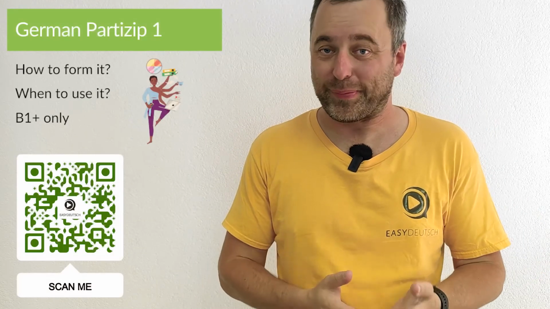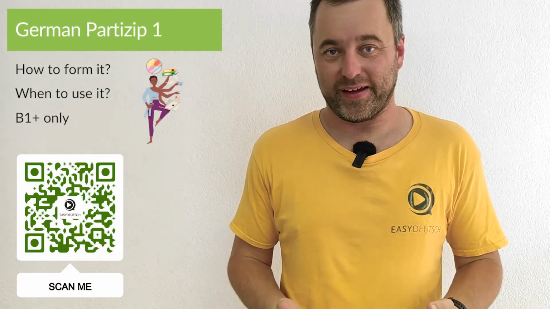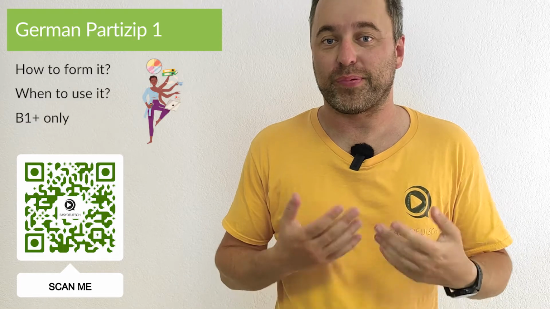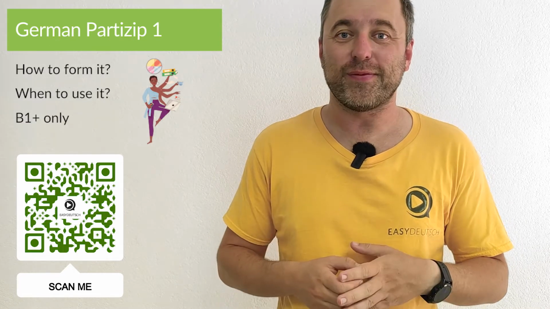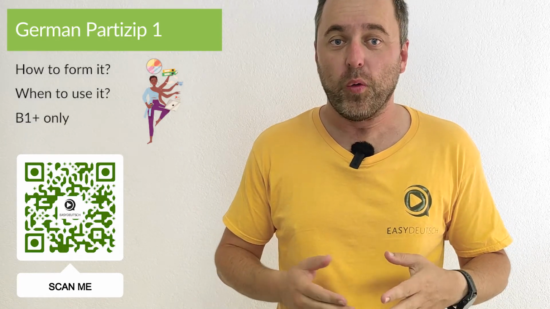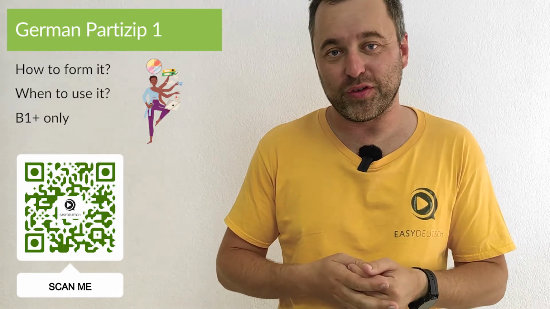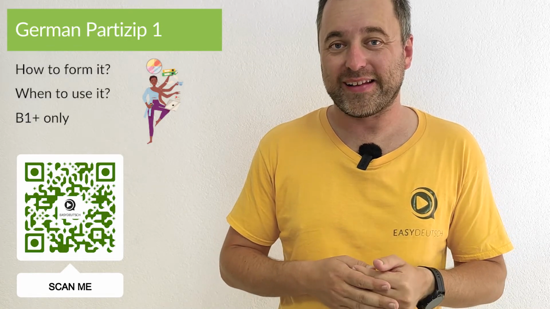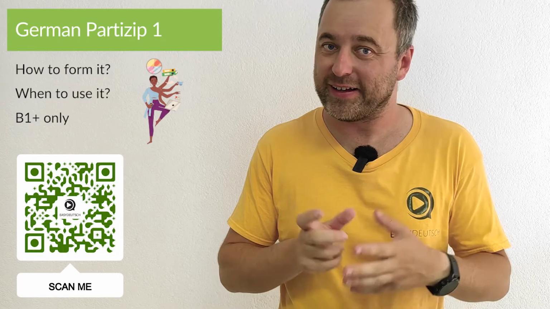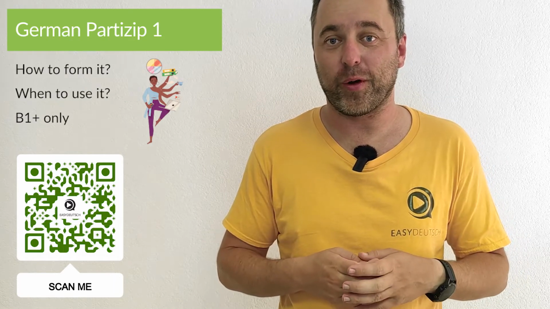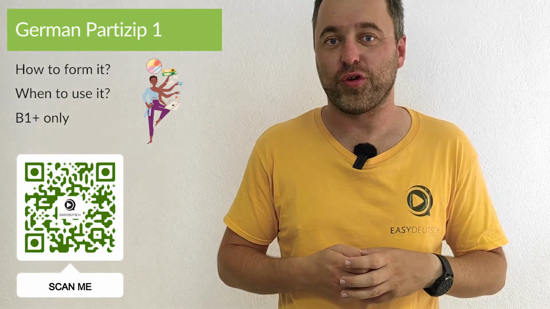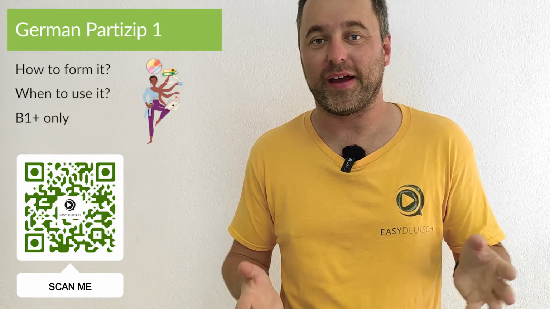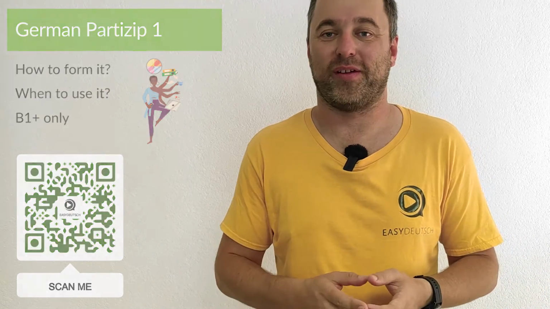Das Partizip Präsens oder Partizip 1. So, the German present participle. In today's video, I will teach you when and how you have to use the German present participle. That's the ing version in English of the verb. And of course, I will also show you the really easy way how you have to create this in German.